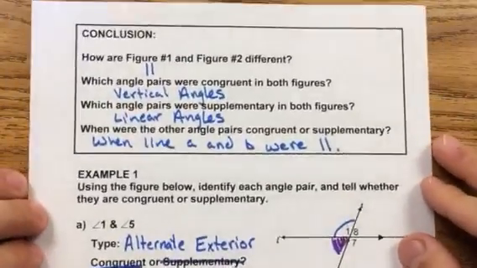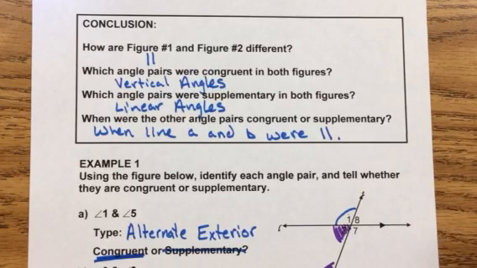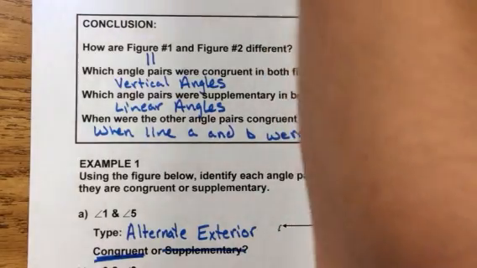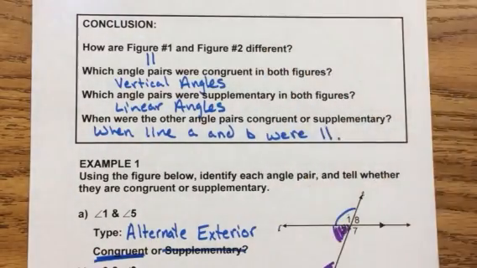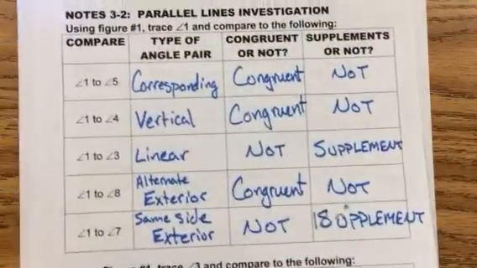Again, the most important part about our conclusion, figure 1 and figure 2 are different because of the parallel lines. Vertical angles are always going to be congruent. Linear angles are always going to be supplementary. And when I know that my 2 lines that are cut by my transversal are parallel, that gives me the ability to start talking about all those properties that we did on the very first part as we were going through and comparing. It allows me to talk about my congruent angles and my supplemental angles.